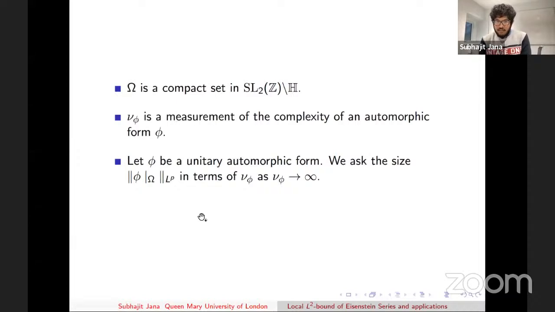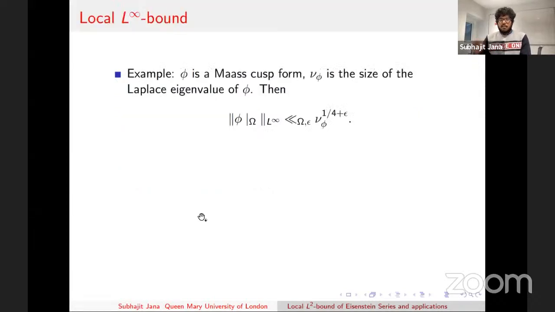Let phi be an automorphic form on the modular surface. What we ask is the L^p norm of phi restricted to the fixed compact set omega. And let's say phi is unitary. The question is, how does this restricted L^p norm grow as the parameter of the automorphic form goes to infinity?